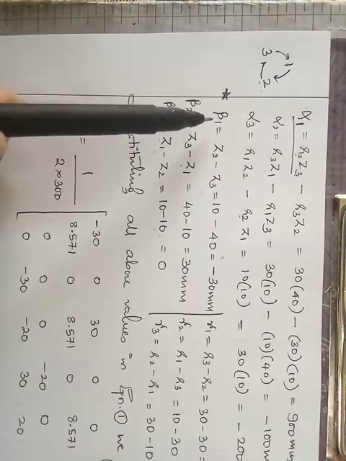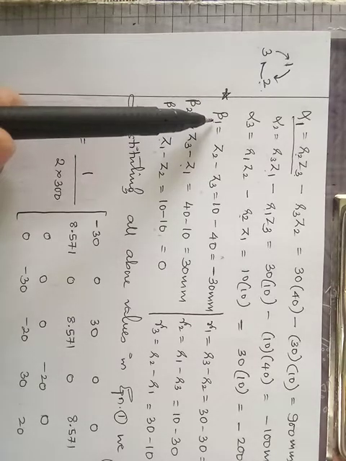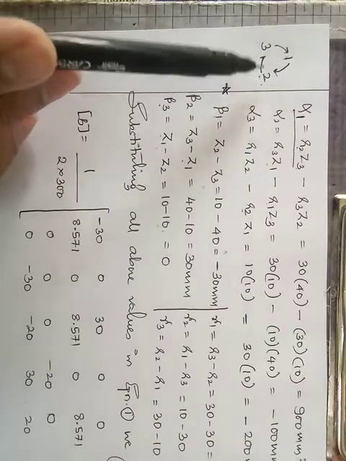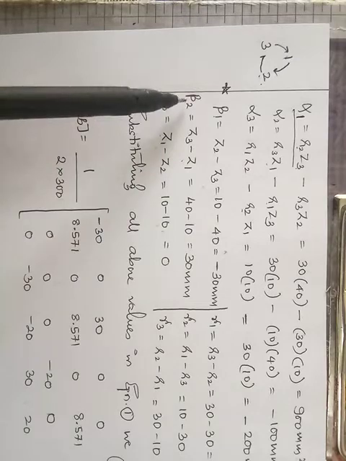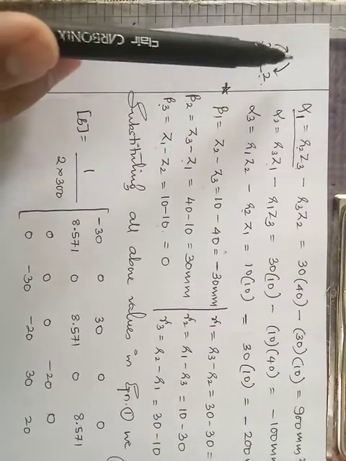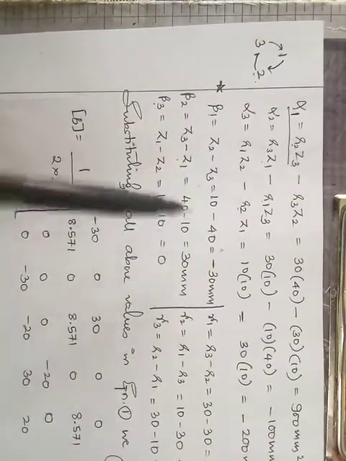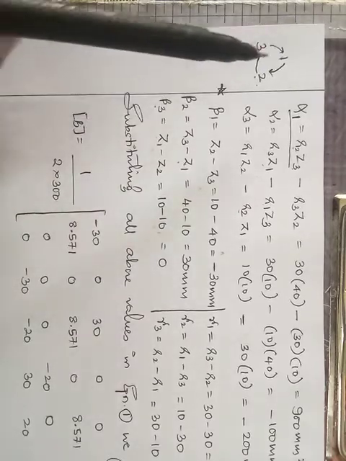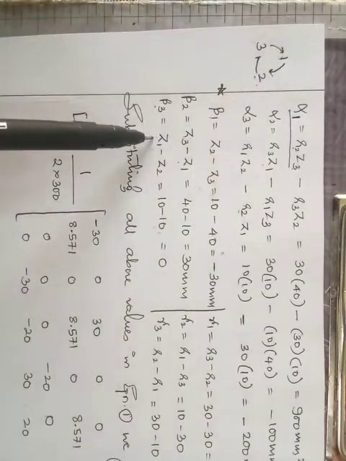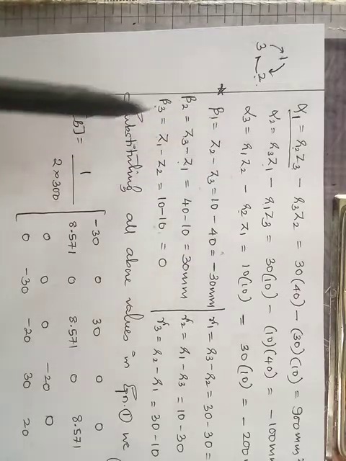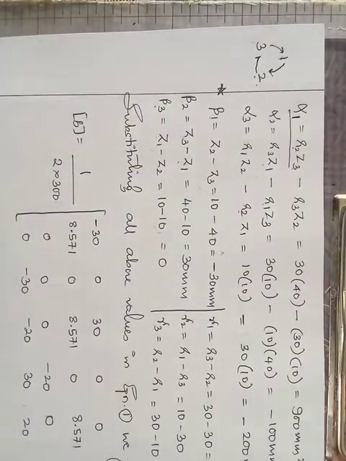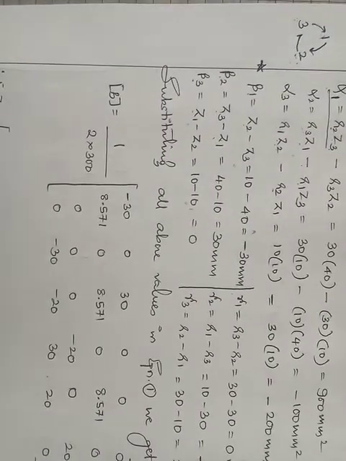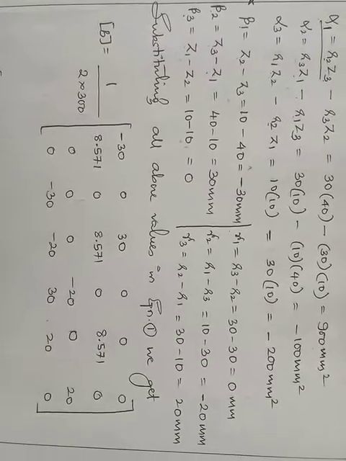I repeat, beta is associated with Z, so beta 1, I am here, the next two terms are 2 and 3, so it is Z2 minus Z3. If you are writing beta 2, next two terms are 3 and 1, Z3 minus Z1. Beta 3, next two terms are 1 and 2, so it is Z1 minus Z2. You are aware of these coordinates, put those respective coordinates, calculate, and the value will be in mm, right? Okay, now once you are done with this beta part, let us go for the gamma part.